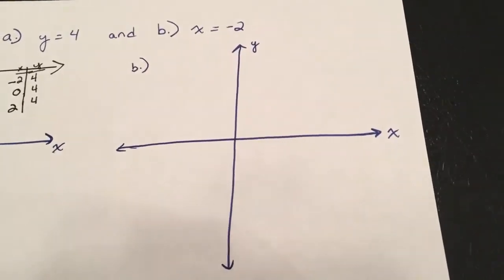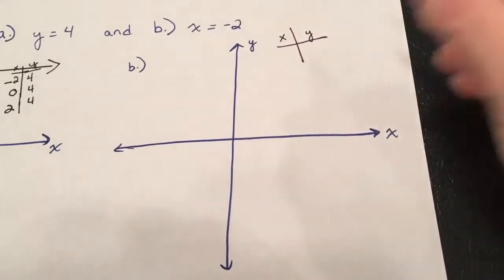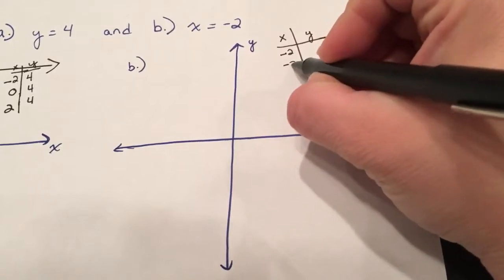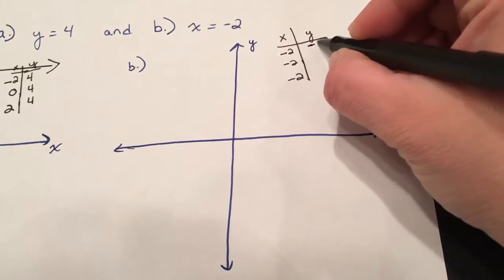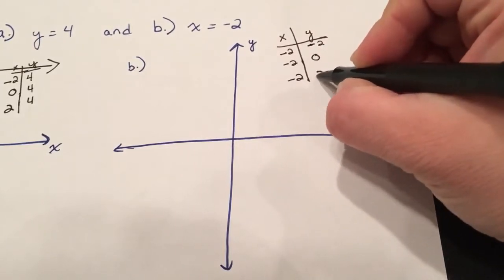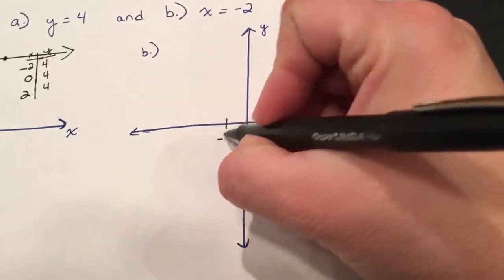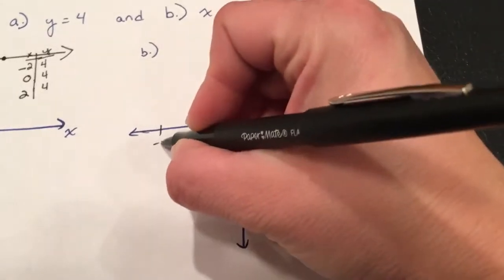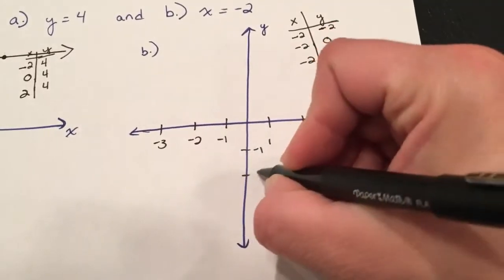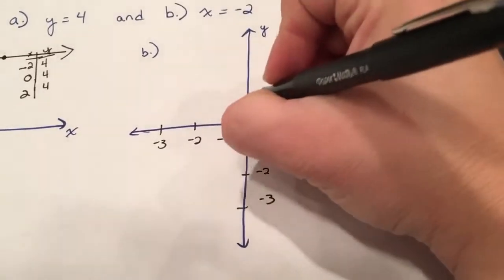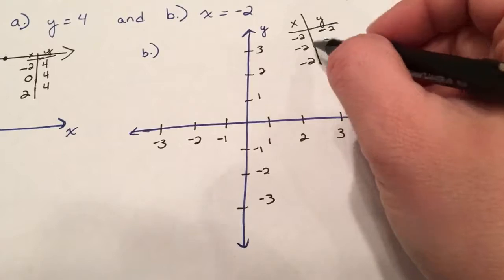For this one, this means if I draw an xy chart, no matter what, x is going to equal -2. So we pick 3 different numbers. How about -2, 0, and +2 for my y, but x is always -2. So I'm going to go here, -1, 2, -3, 1, 2, and 3, -1, -2, -3, 1, 2, 3. And anyway I look at it, x is always going to be -2.